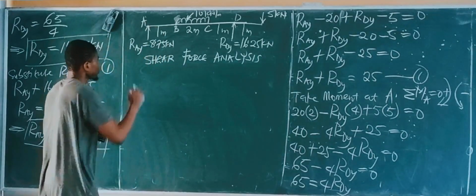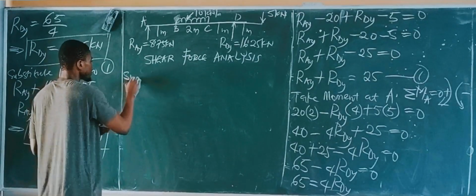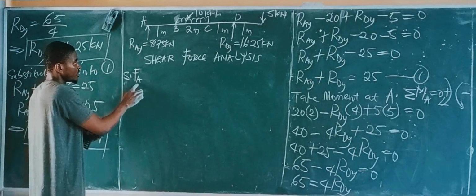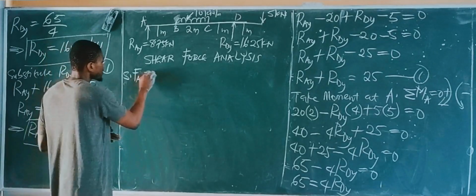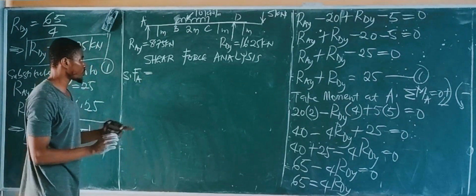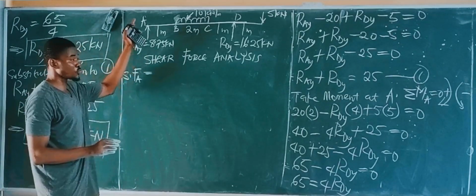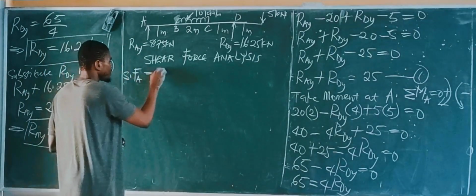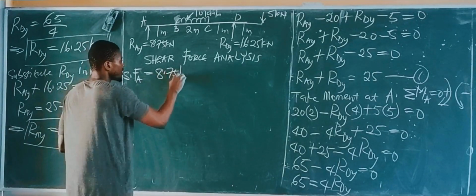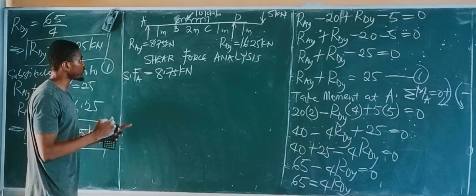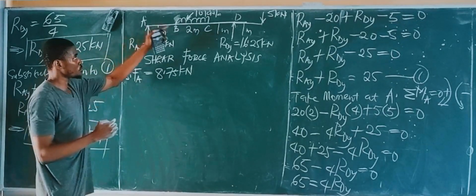So if we start from the beginning at point A, we have shear force at point A. S stands for shear, F stands for force, A simply means point A. It's simply the force that exists at point A, and that force is 8.75 kilonewtons. And it is pointing upwards, so it's positive. So I simply have 8.75 kilonewtons. So I said this same force moves from point A down to point B.